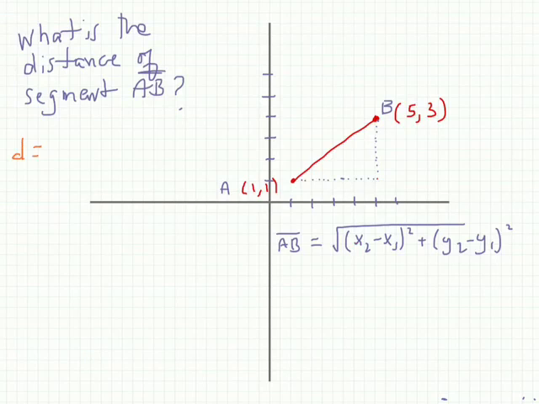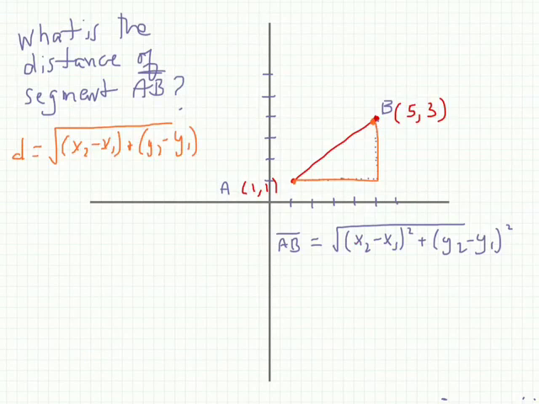So again, what does the distance equal? The distance equals the square root of the lengths of the legs of the two coordinates that you have here. So that's going to be x2 minus x1, squared, plus y2 minus y1, squared. And that c would be the distance of our hypotenuse for this right triangle.